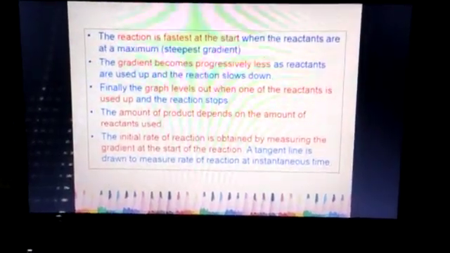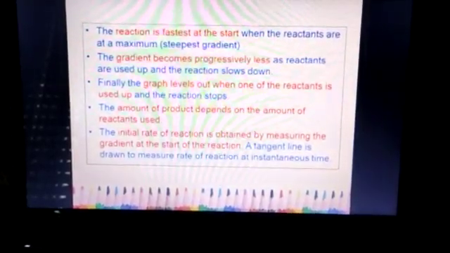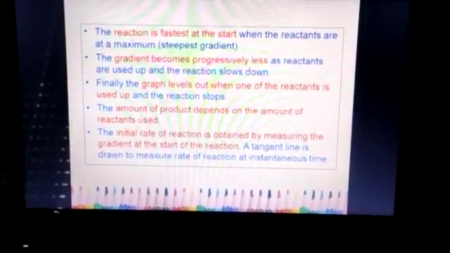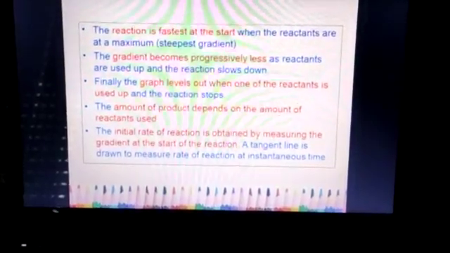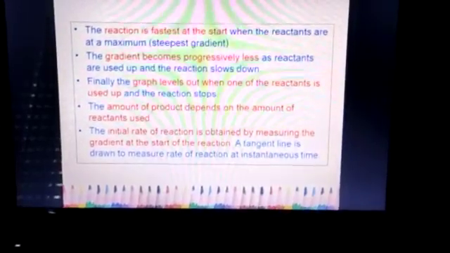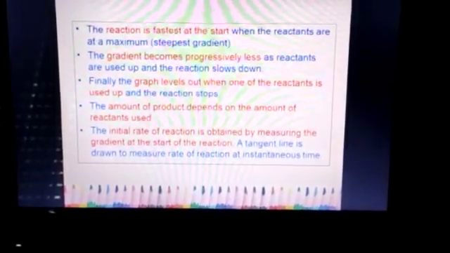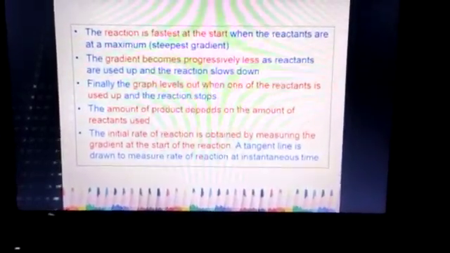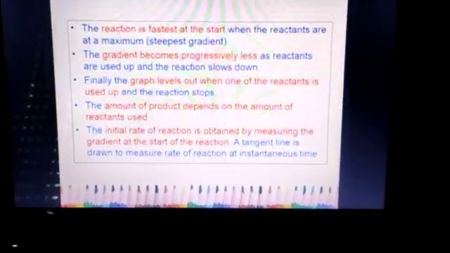The reaction is the fastest at the start when the reactants are at maximum, steepest gradient. The gradient becomes progressively less as the reactants are used up and the reaction slows down. Finally, the graph levels out when one of the reactants is used up and the reaction stops. The amount of product depends on the amount of reactants used.